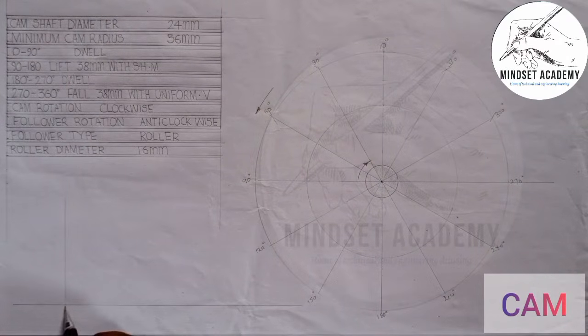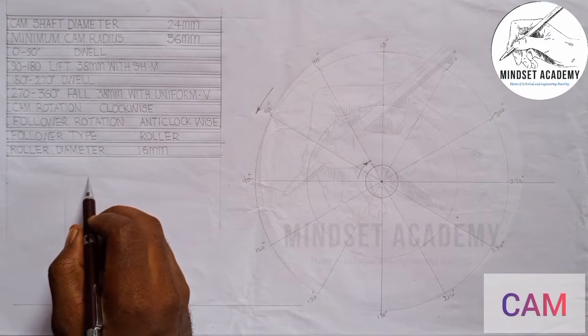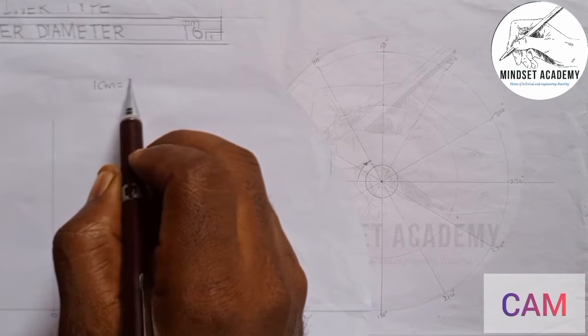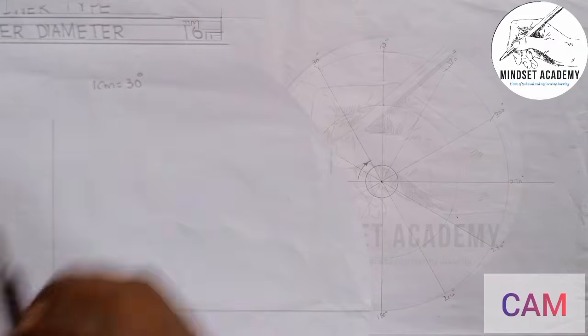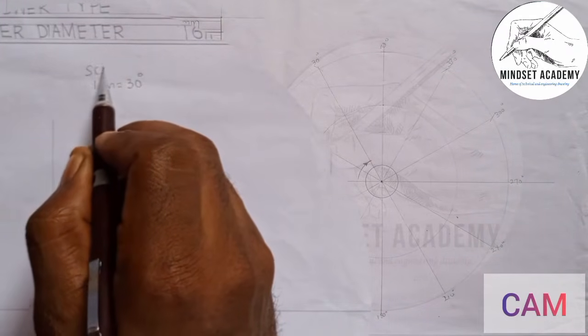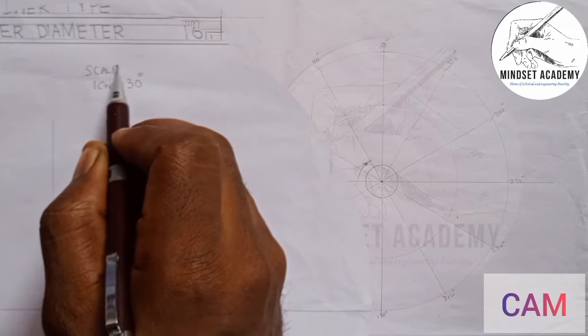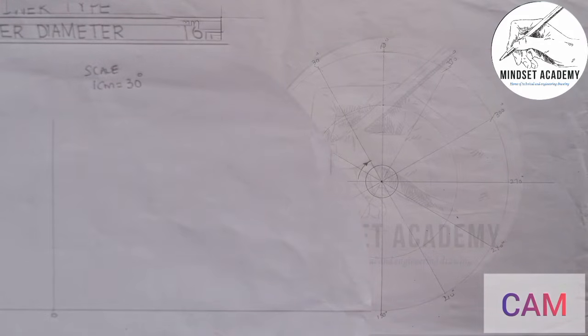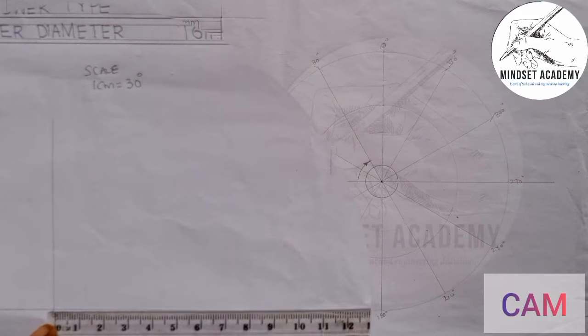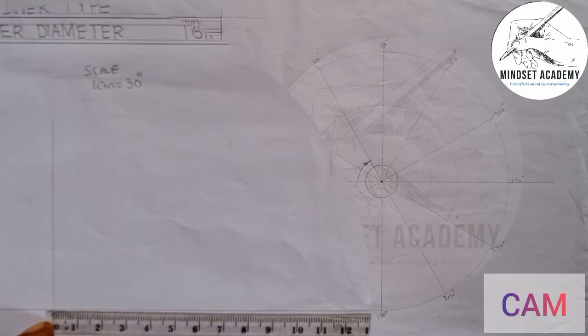Now the next thing is, from this point where my reference point is 0 degree, I'm going to say that my scale should be 1 centimeter equals 30 degree. That should be the scale I want to use on my profile diagram. So I'll use my meter rule, because it is calibrated in millimeter and in centimeter. So I will use the centimeter there.